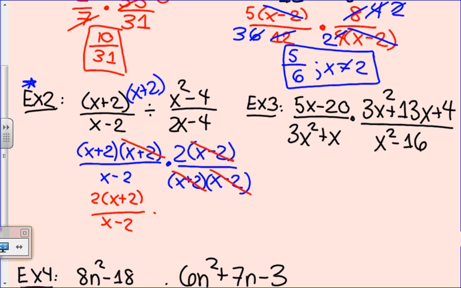And then now I just need to state, from the beginning I had x minus 2 in the denominator, so it's not equal to 2. And then when I flip it over, I have an x plus 2 down here in the denominator. So it's not equal to negative 2. Perfect.